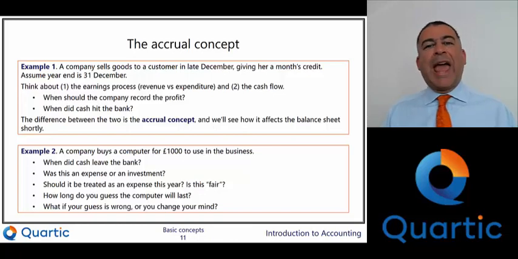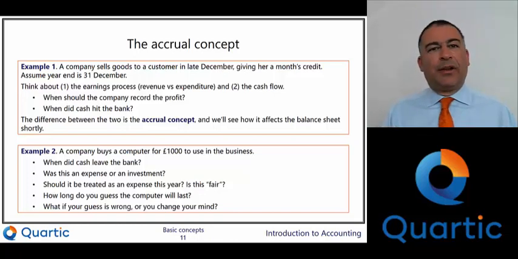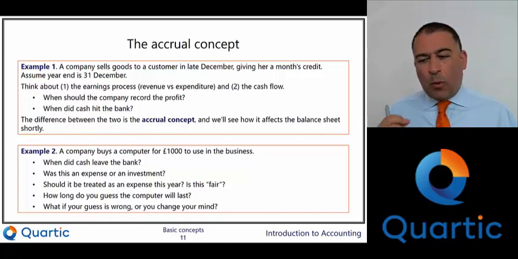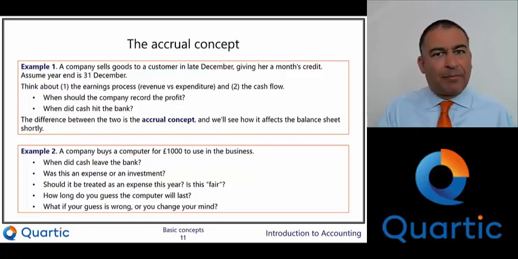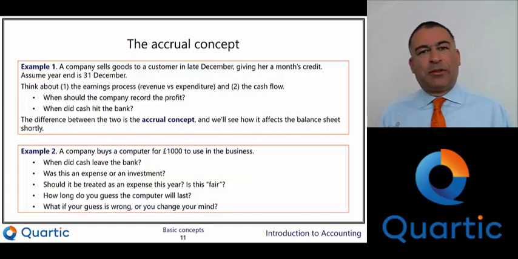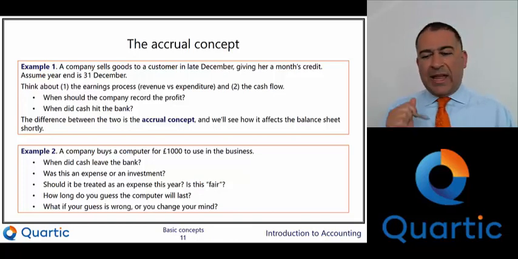Now the question is, how long will the computer last? How long do we think the computer is going to last? Let's say we think the computer is going to last 2 years. So what we're going to do is we can spread the cost through our income statement in two different years. Now remember the idea of depreciation. So this computer cost us £1,000 now, but you can put through £500 of depreciation this year, £500 of depreciation next year. And that's because we've guessed the computer is going to last 2 years.